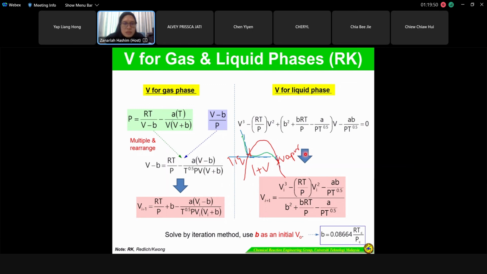Okay, so at a given pressure, let's say you have P here, this horizontal blue line is showing the P. So you can have the V for gas phase and also for the liquid phase at the specific pressure. That's why sometimes you want to know the volume for the pressure, for the liquid and also for the gas. Okay.